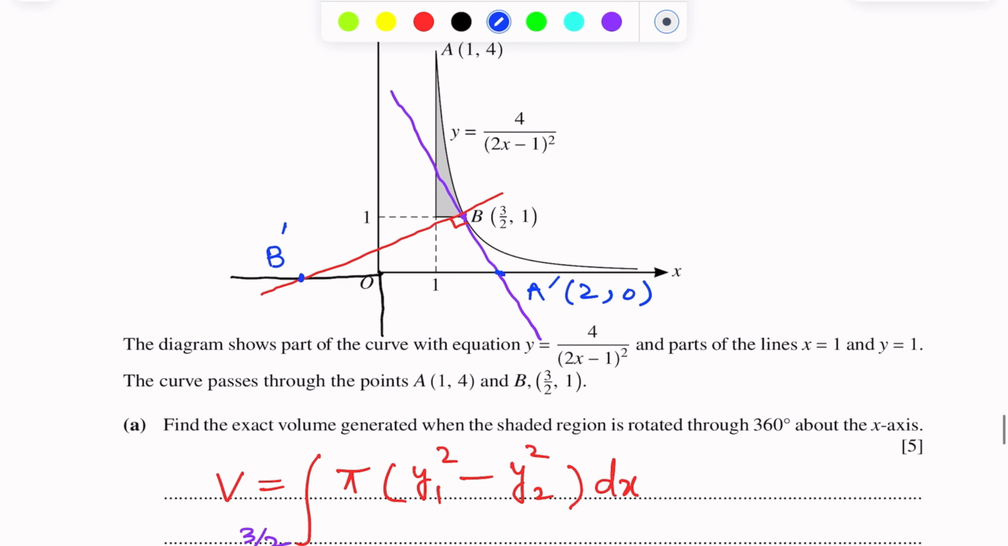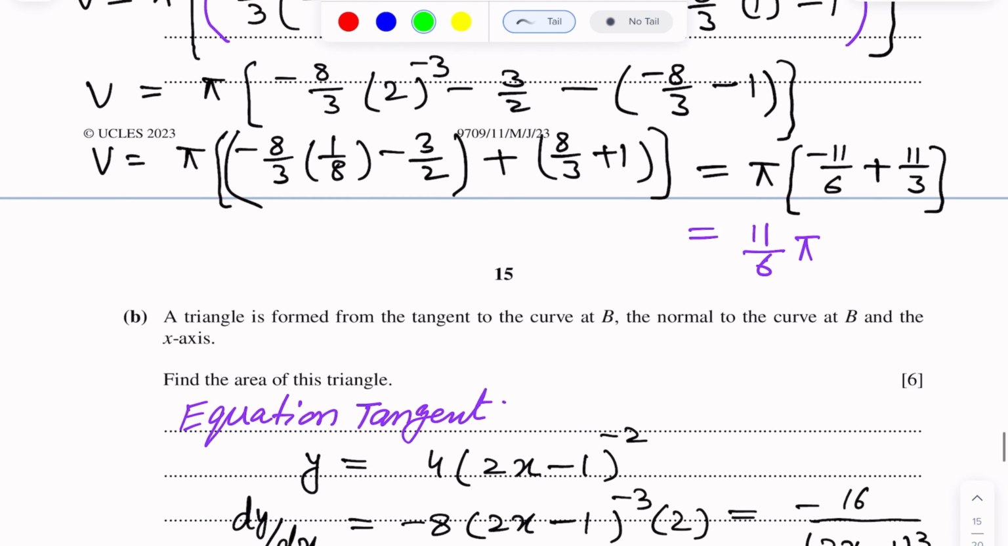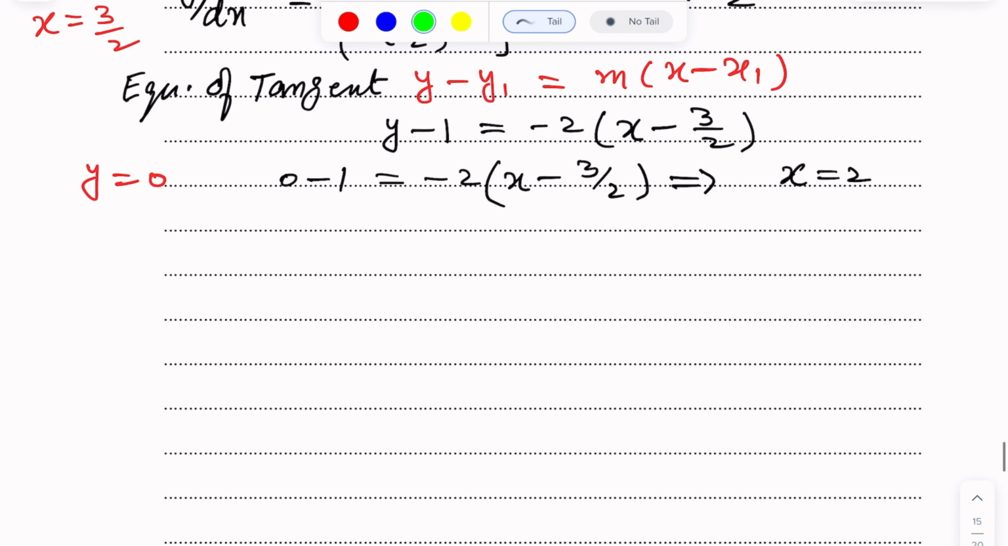Now, similarly, we will find the coordinates of this point B dash. For this, we have to find the equation of the normal first. In the same way, first we will find the equation of this normal, then we will put y equal to 0, because this normal also intersects the x-axis at this point B dash, where y will be 0. So first of all we will find the equation of this normal.